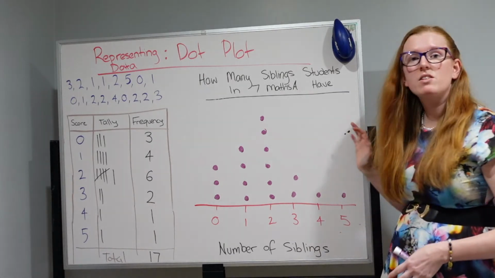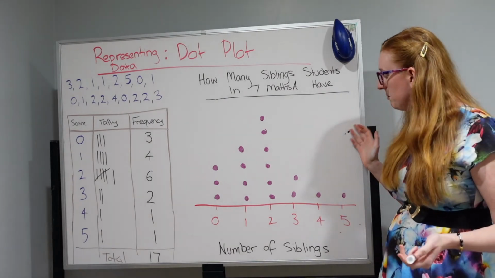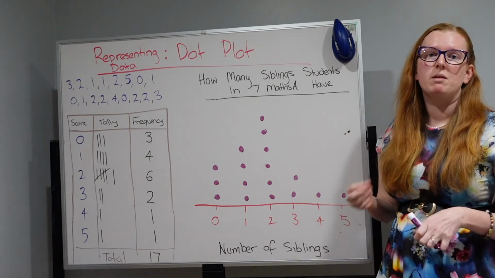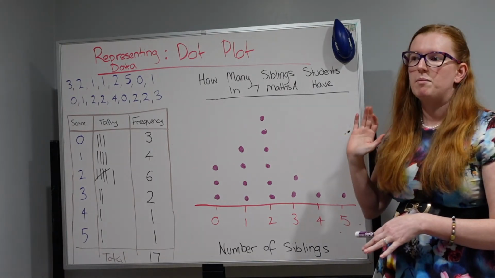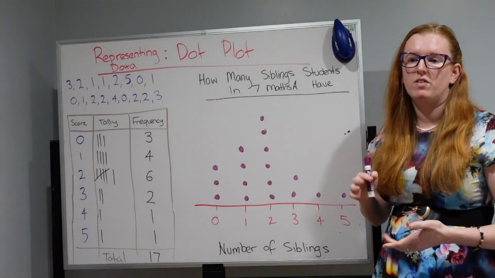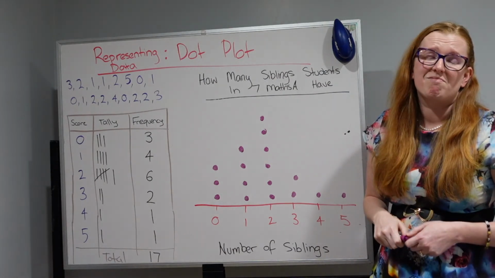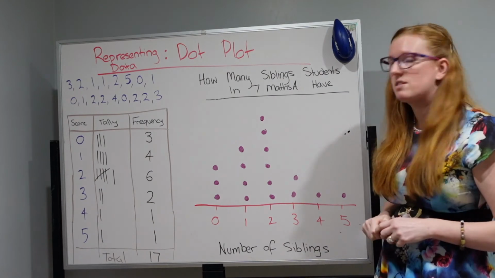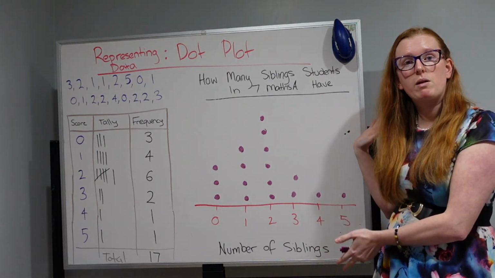I guess the downside to dot plots is, A, they're not as pretty, I don't think. Also, it can make it a bit more complicated when it comes to having to analyze your data later on, in case you have to find the mean or the median, I suppose. It's not as nice to work with. But anyway, so that's our dot plot. That's another option for representing data.